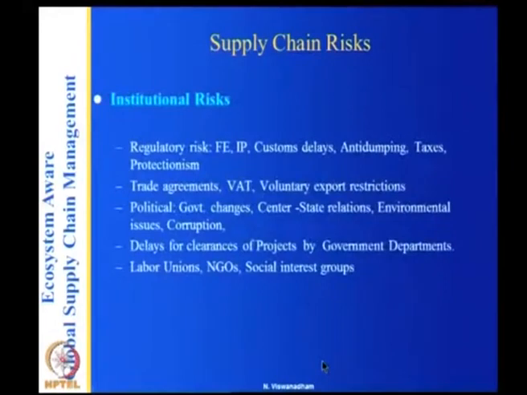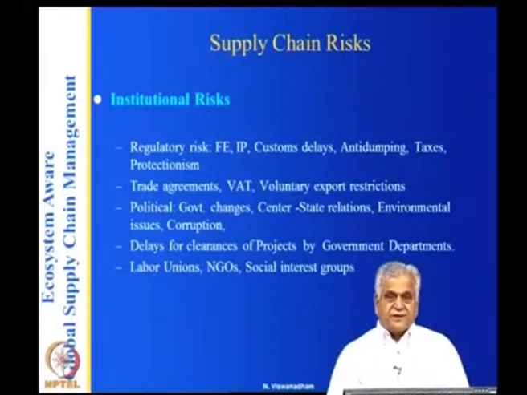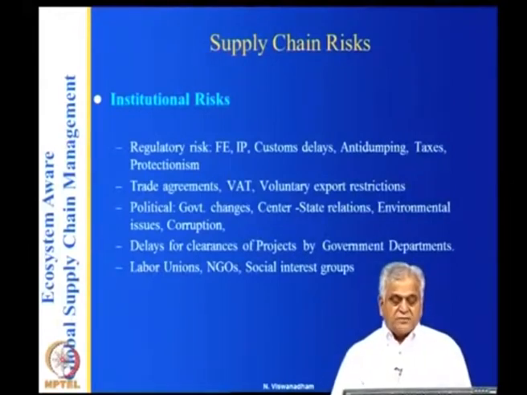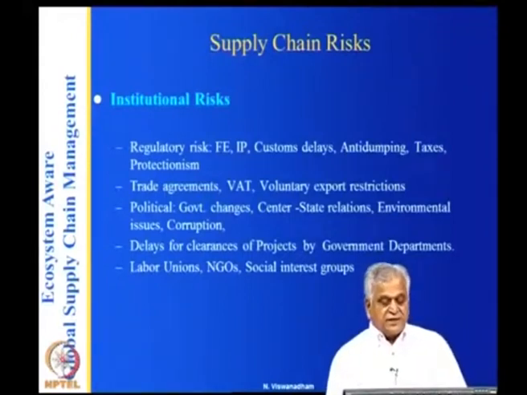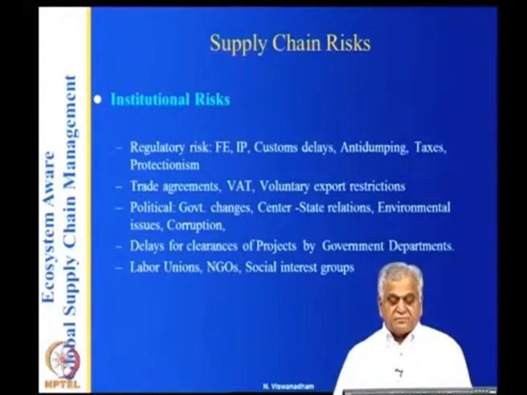Well, let's look at the risks in the institutions, that is the governments and social bodies. Regulatory risk, foreign exchange fluctuations happen, and these happen because of the US dollar, which is the prime currency, which may go up and down. And intellectual property, for example, the government may shut its eyes to theft of intellectual property.